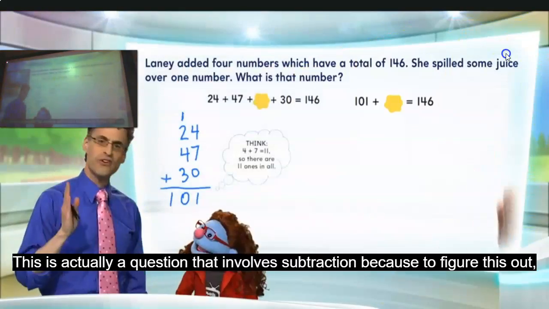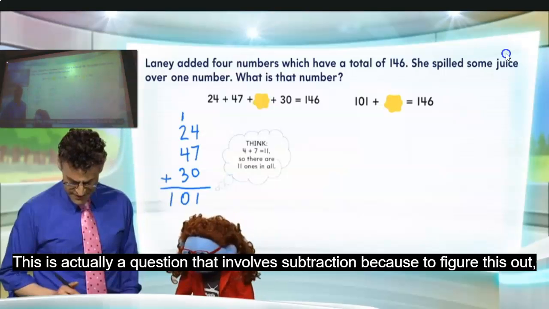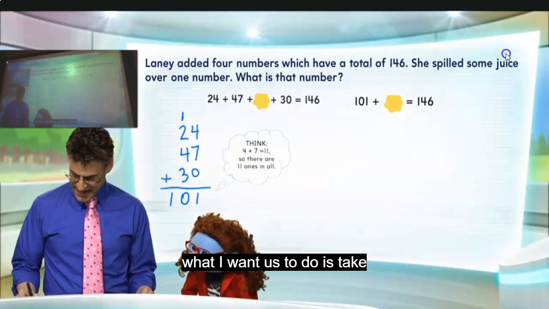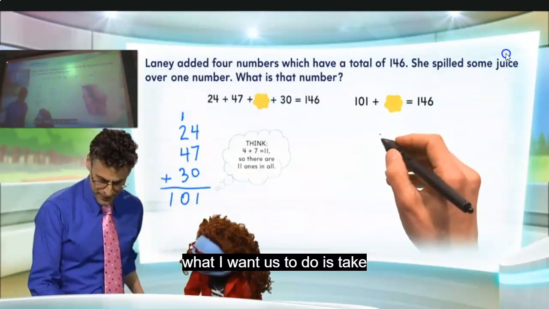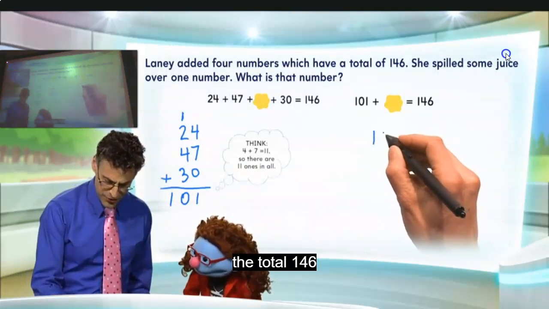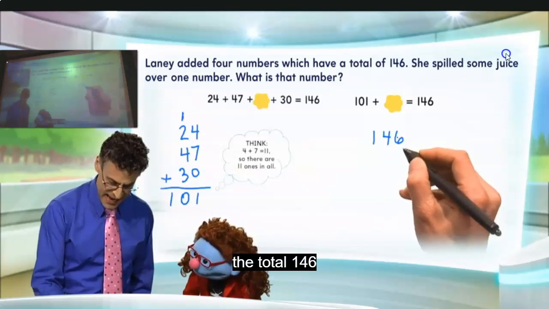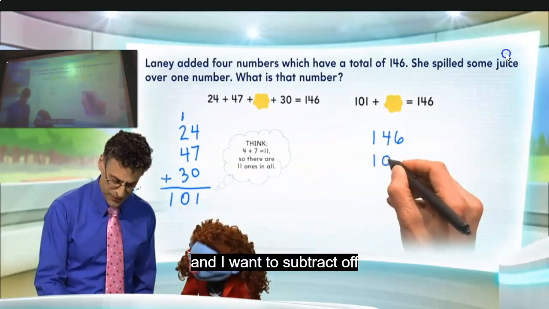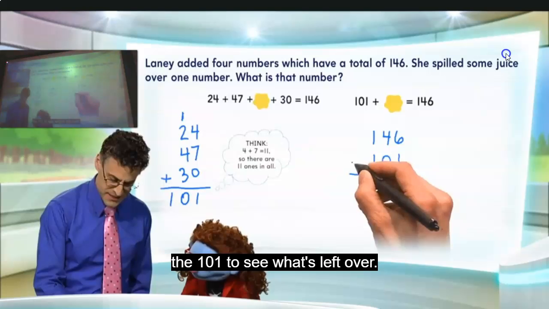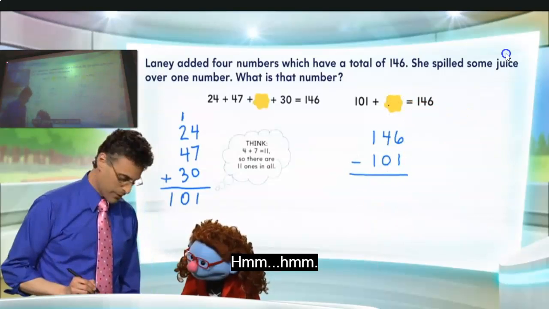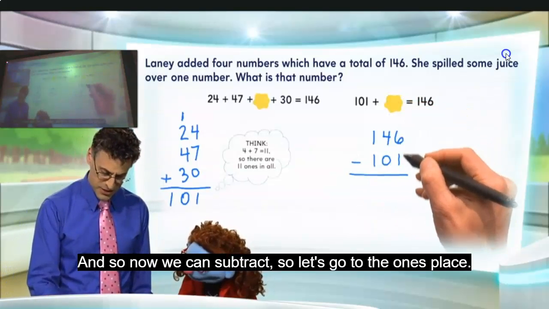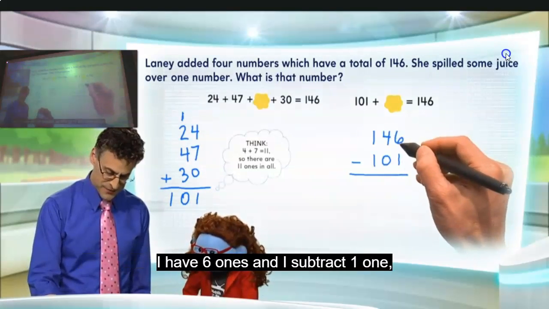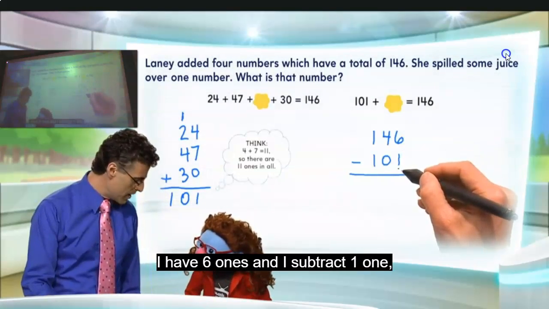This is actually a question that involves subtraction. Because to figure this out, what I want us to do is take the total, 146, and subtract off the 101 to see what's left over. That's going to be the leftover. And so now we can subtract. So let's go to the ones place. I have 6 ones, and I subtract 1 one.